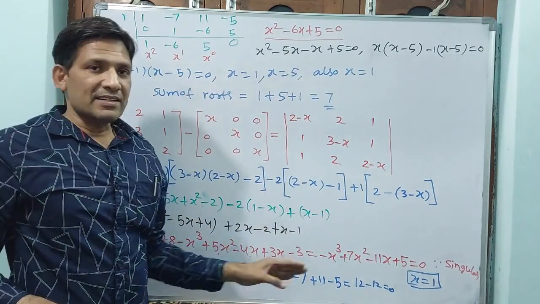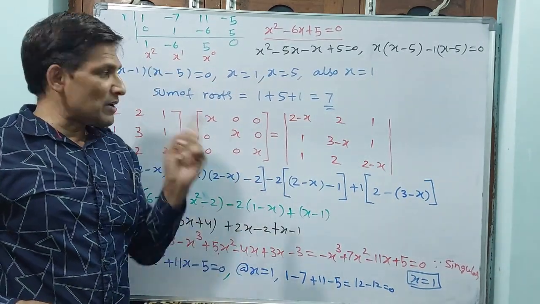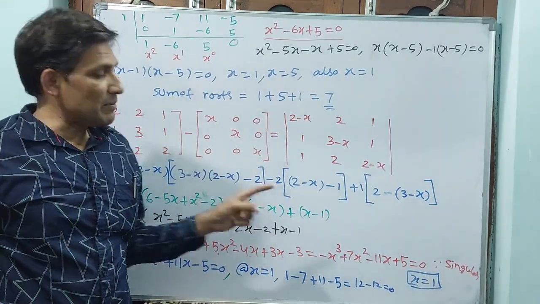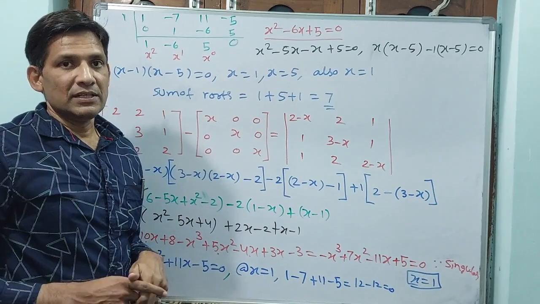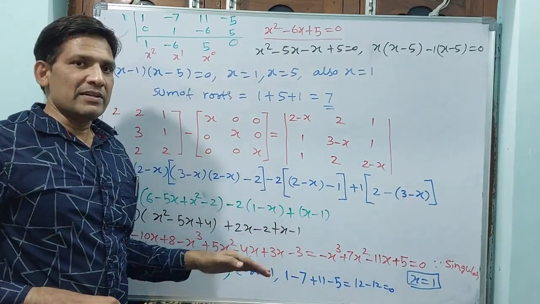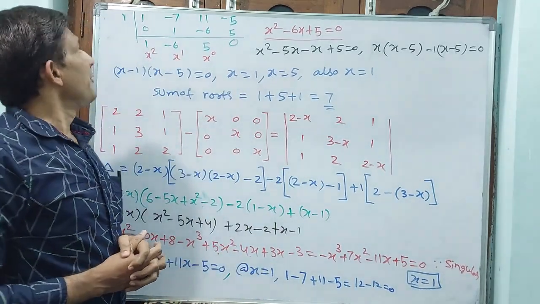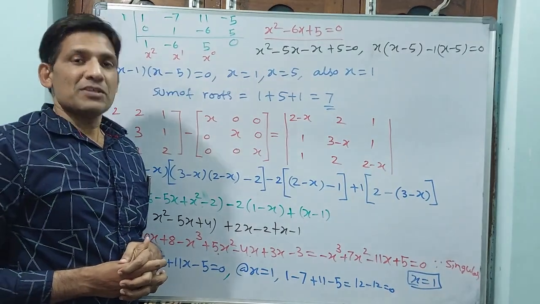Fortunately, for these answers, 6 they have not given. If 6 they give, several students are going to make a mistake. Why? Because 1 and 1 both are same. That is why they will take 5 plus 1, 6. 6 in the answer they have not given. They have given 7 only. Okay? Let us go for the next question.